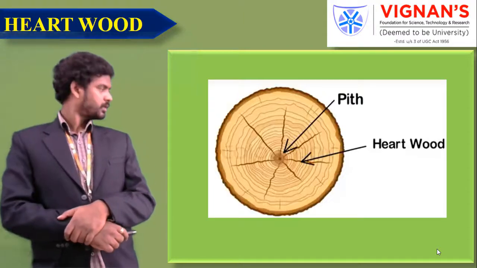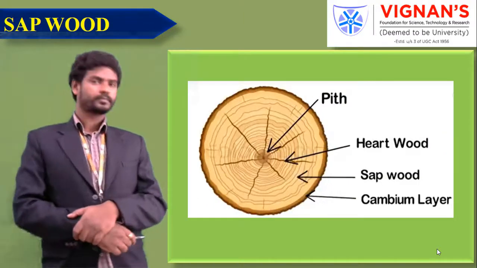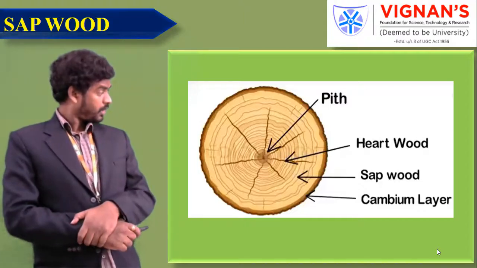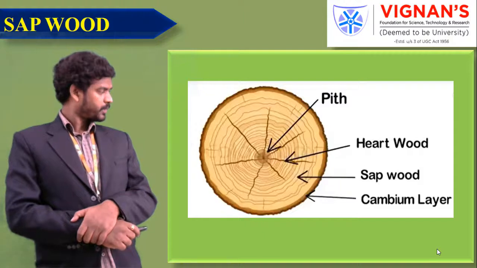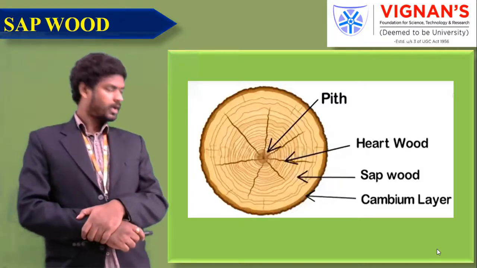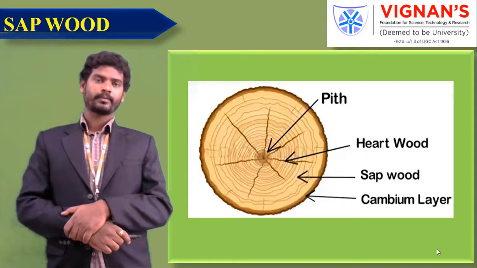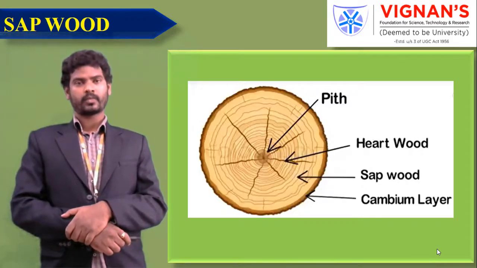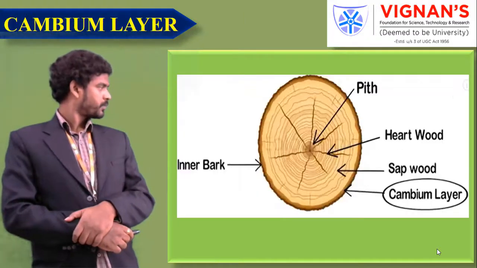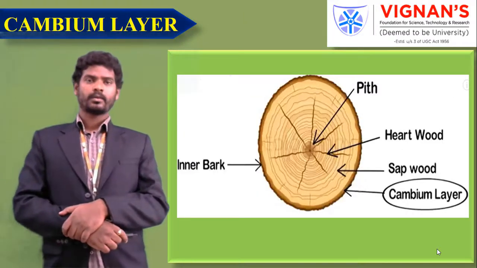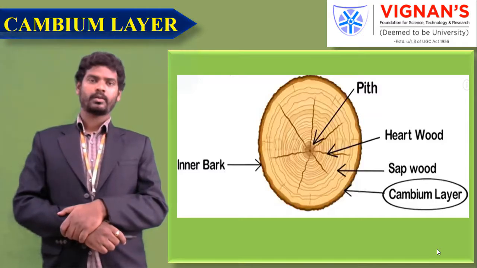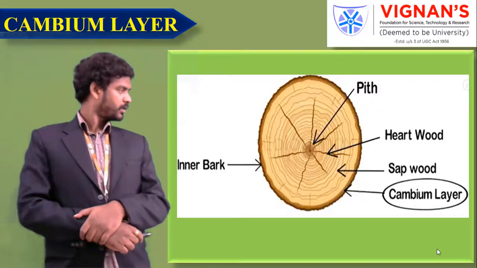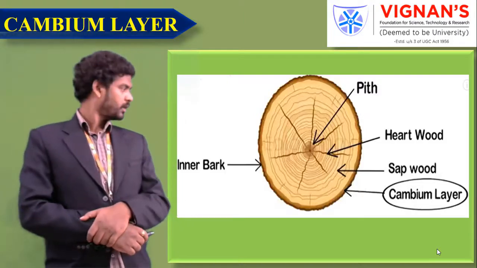Next one, sapwood. It is the portion between the heartwood and the cambium layer. It takes an active part in the growth of the tree. Sapwood is also known as alburnum. The next one is the cambium layer. It is a thin layer between the sapwood and the inner bark. It is a layer which has not yet converted into sapwood.